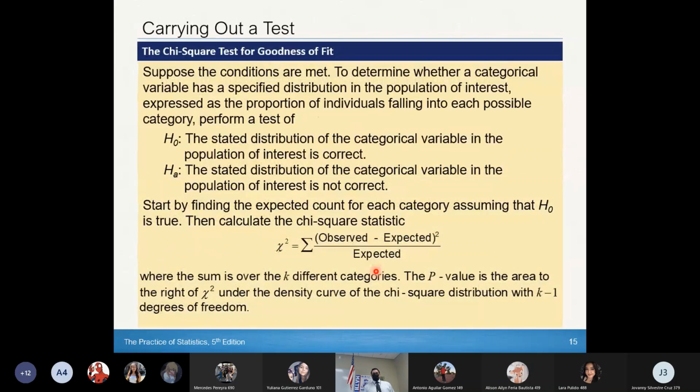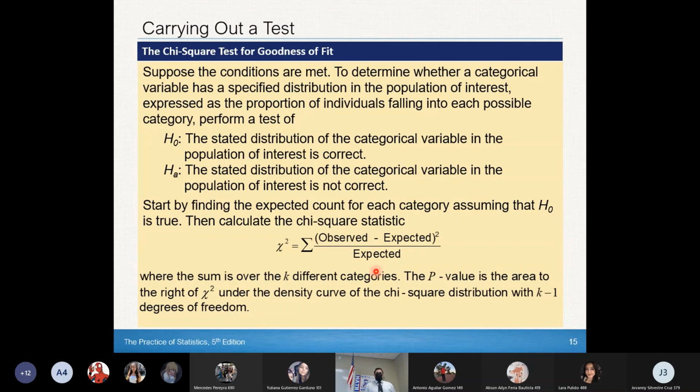So we have carrying out a test, the chi-square test for goodness of fit. Suppose the conditions are met. To determine whether a categorical variable has a specified distribution in the population of interest, expressed as the proportion of individuals falling into each possible category, perform a test of the null hypothesis H sub 0, the stated distribution of the categorical variable in the population of interest is correct, or the alternative hypothesis that the stated distribution of the categorical variable in the population of interest is not correct.